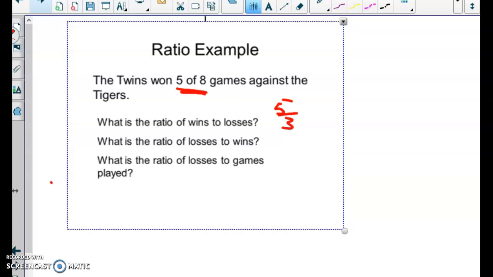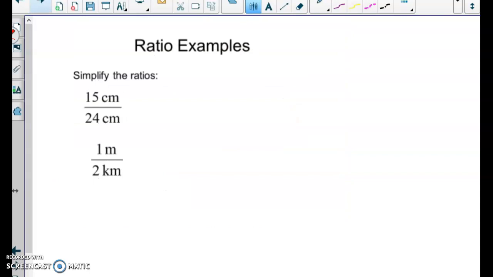What is the ratio of losses to wins? 3 to 8, because losses is said first, it goes on top. Wins is said second, it goes on the bottom. What is the ratio of losses to games played? And that would be 3 to 8. Simplifying ratios. Now, ratios don't have labels on them because there's labels both on top and the bottom. We cross those out. Dividing top and bottom by 3 gives me 5 over 8.